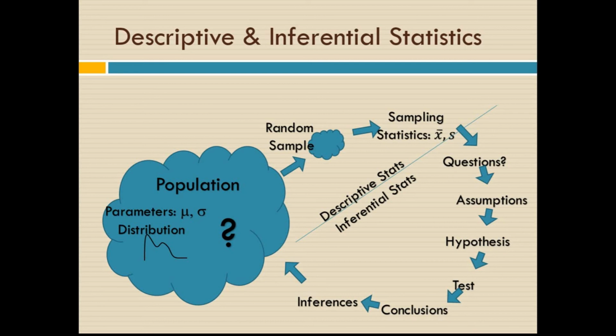And we develop a hypothesis, and from that hypothesis, we can run a statistical test. And the test will always have a conclusion. And then from the conclusion, we can infer something about the population. So inferential stats is taking that data, running it through a statistical test, and then, based on the test results, inferring something about the population.